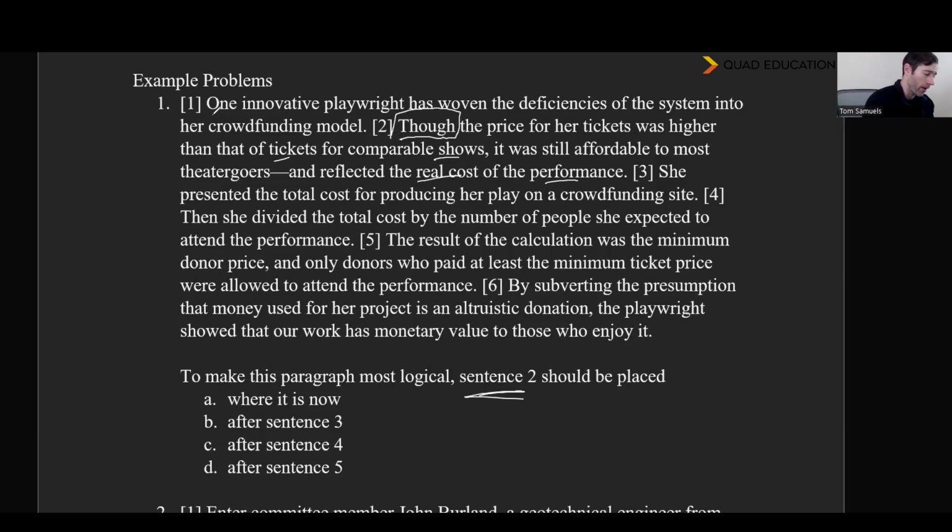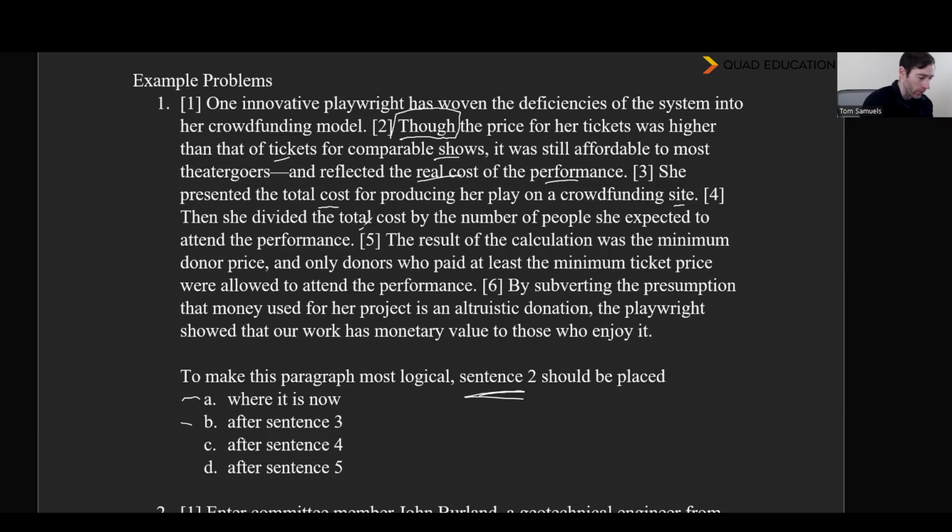And so where it is right now, we have "One innovative playwright has woven the deficiencies of the system into her crowdfunding model." And I really haven't talked about tickets yet, so I'm not sure I like where it is now. And then if we look after 3, so sentence 3 here, "She presented the total cost for producing her play on a crowdfunding site." So still haven't mentioned tickets yet, but we're starting to talk about cost, which I like. So I'm not super sold on 3 yet. For 4, "She divided the total cost by the number of people she expected to attend the performance."